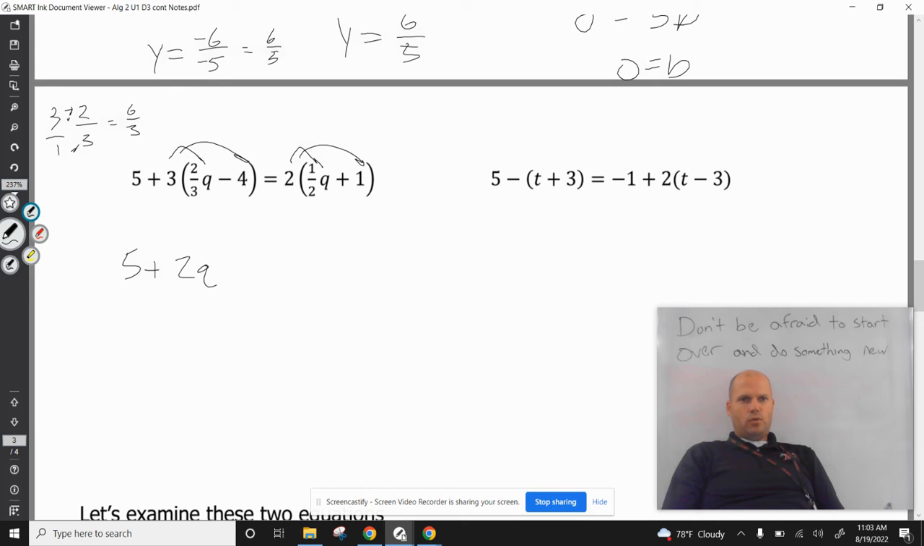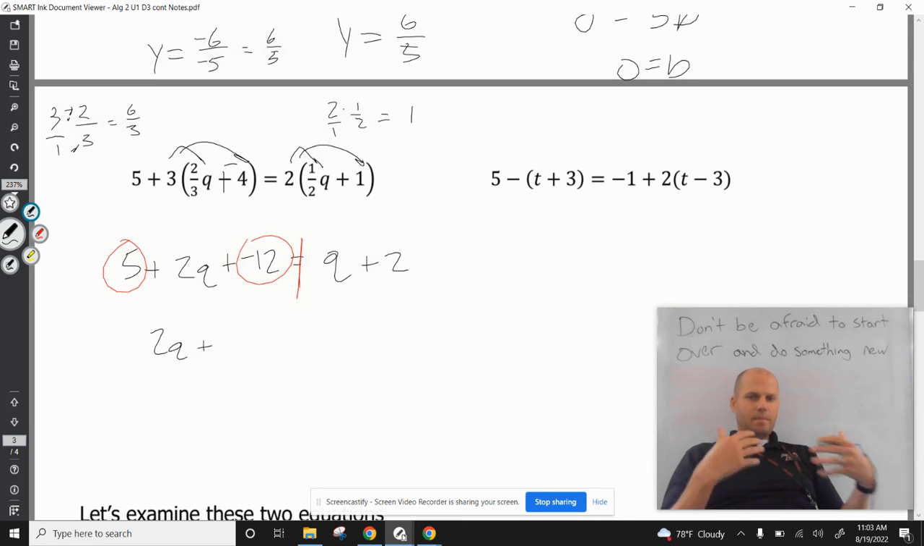So I have 2 q's plus negative 12 over here. 2 times a half. Oh, that's easy. 2 over 1 times 1 over 2. 2 over 2. That's just 1. 1 q. And then a 2. Hey, I have 5 oranges. I owe 12 oranges. Same side combined.